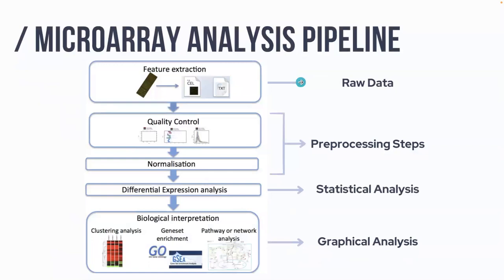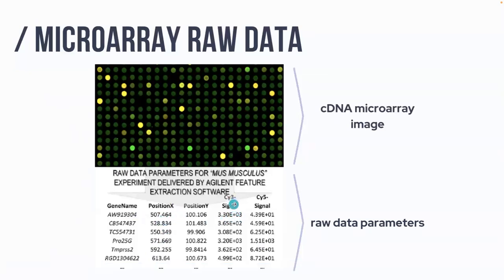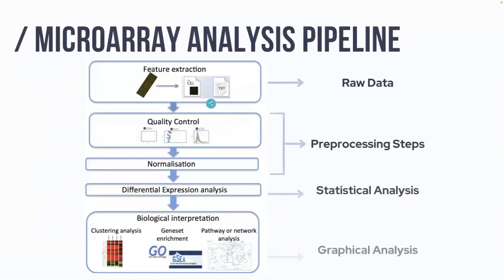So this is the microarray analysis pipeline. Again, we do feature extraction. So from the image, we're getting the position of the cells and then the signal intensity of the fluorescence. So again, we had that Cy3 and Cy5. So that's the raw data that we're working with.